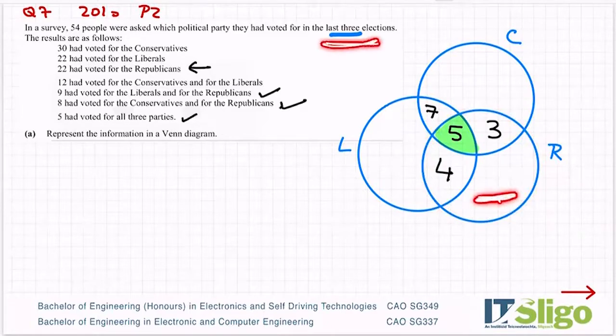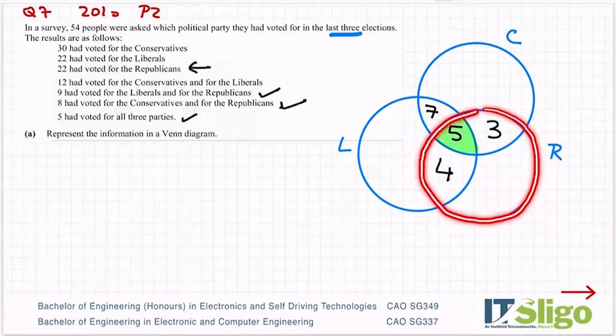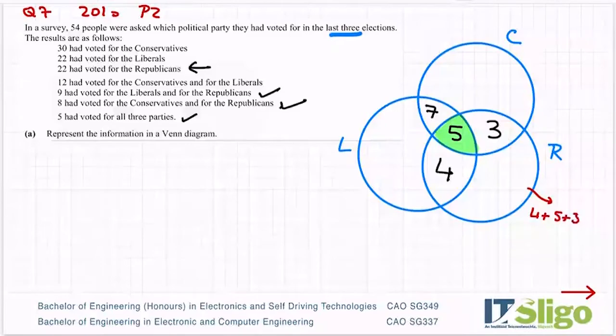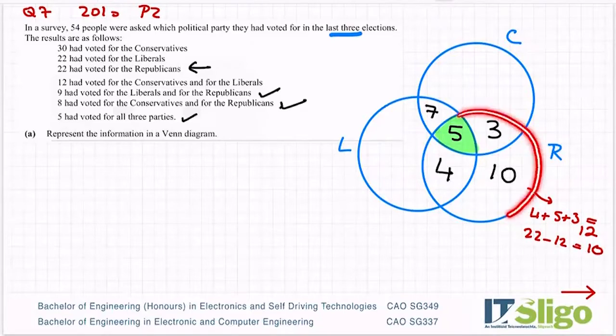So in the context of this question where there were 3 elections, they voted for the Republicans in the first, the second and the third election. They have voted for the Republicans only. So 22 voted for the Republicans, so I need this entire circle to add up to 22, okay? So what I'm going to do is add 4 and 5 and 3, 5, 6, 7, 8, 9, 10, 11, 12, and then I'm going to subtract that from the 22. And that's how I get the 10 that goes out there that voted for the Republicans only.